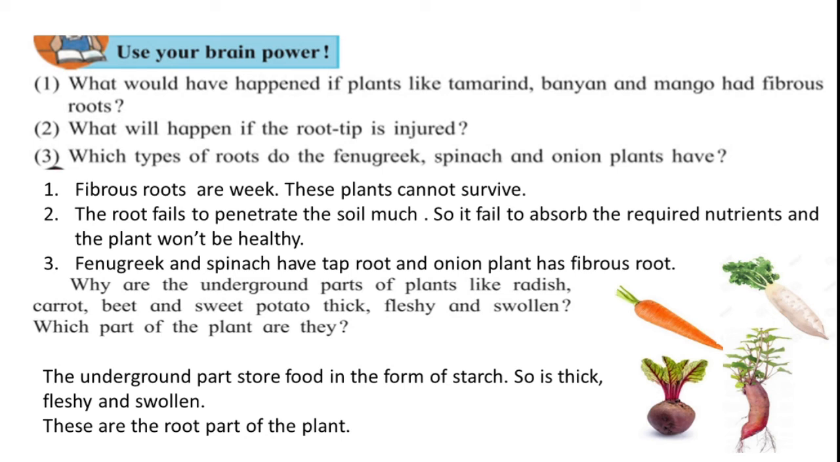Which types of roots do the fenugreek, spinach and onion plants have? Fenugreek and spinach have taproot and onion plant has fibrous root.